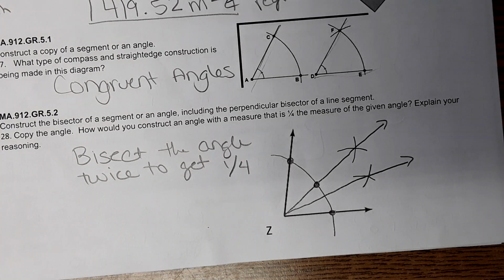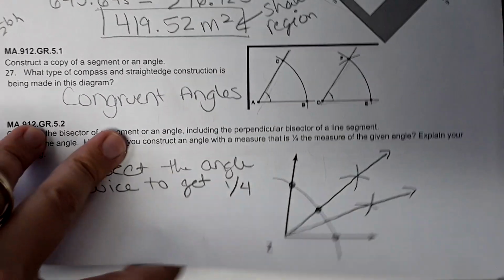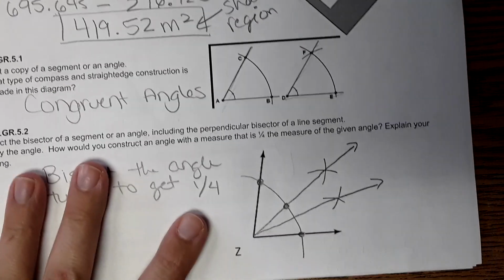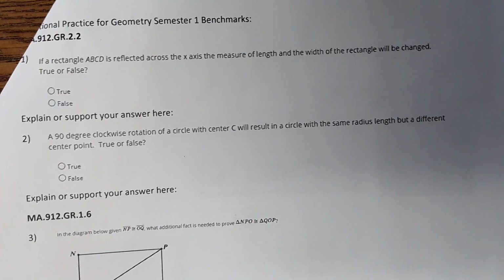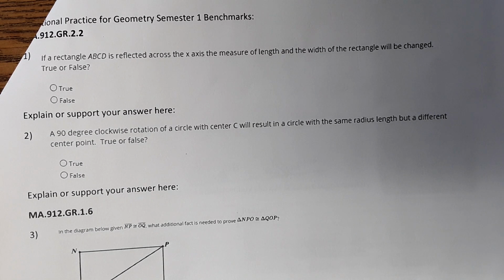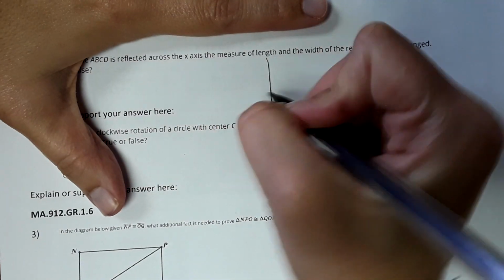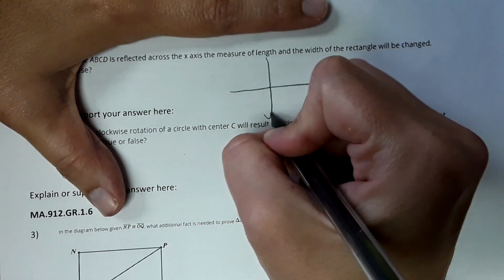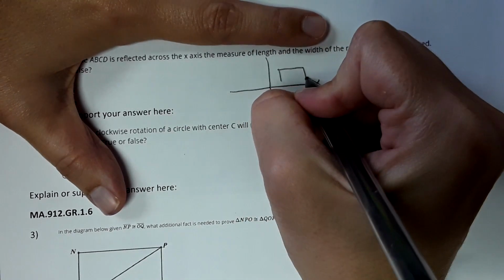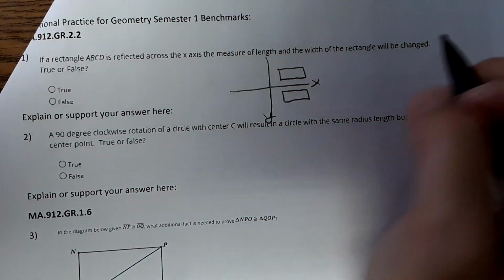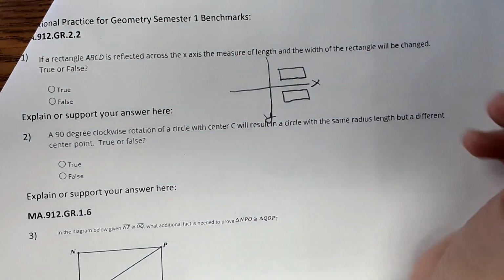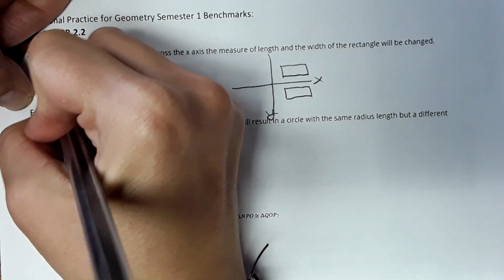Okay, next. And on the next page, you may have seen these questions actually in the homework yesterday, so they should be kind of familiar. Number 1, it says if a rectangle ABCD is reflected across the x-axis, the measure of the length and the width of the rectangle will be changed. Okay, so here's the xy axis. They're saying you have a rectangle and it's reflected over that x-axis, and they're saying the dimensions change. No, the dimensions stay the same with a reflection, so that is false.